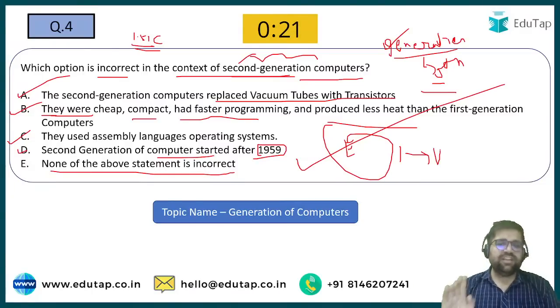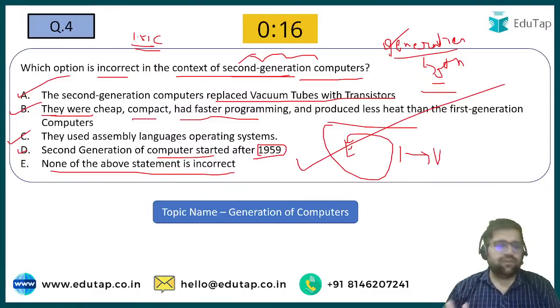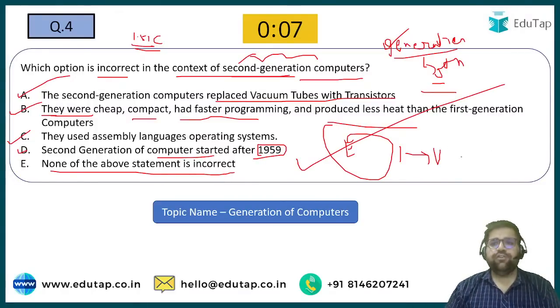What was the first generation of computer using? There are 5 generations of computer. Please let me know what was the technology which was used by first generation of computer. Yes, VT, that is your vacuum tubes. You can also remember it like this.